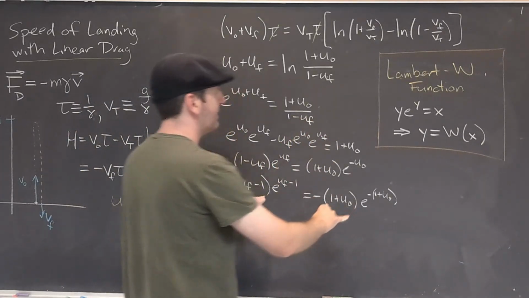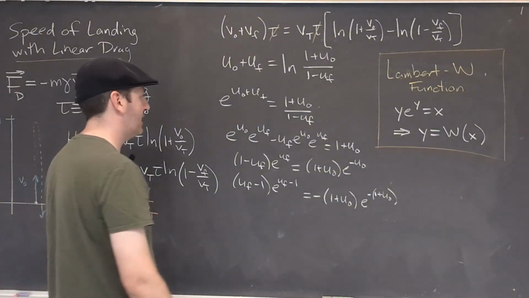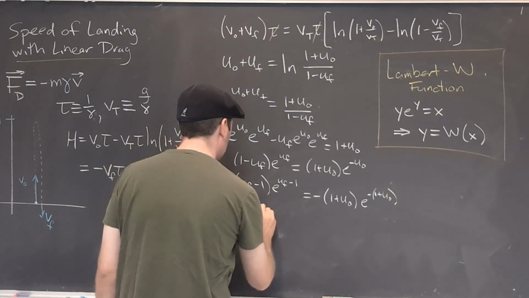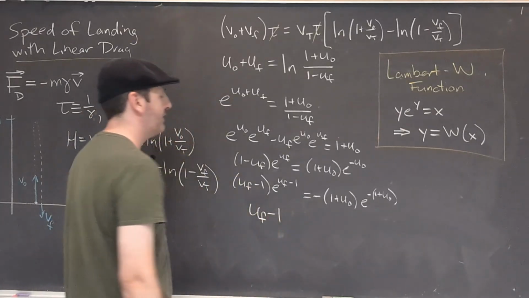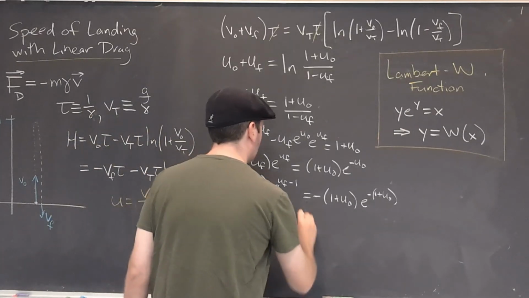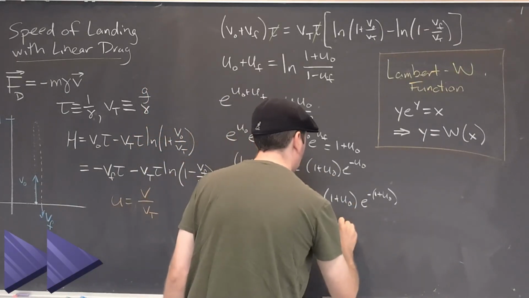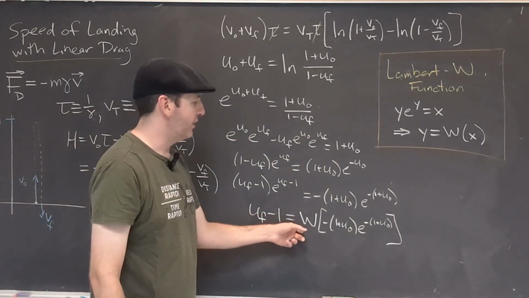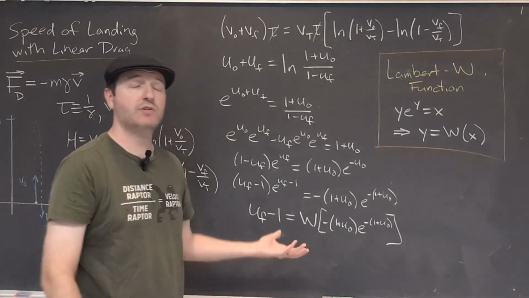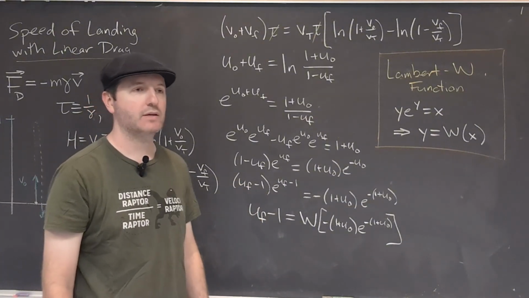I can take the inverse Lambert function of both sides. This side will be UF, the thing I'm looking for, actually UF minus 1. And the right-hand side will be the Lambert function of all of this junk. Now all we have to do is just add 1 over, and I've solved for UF, which is my final speed divided by the terminal speed.